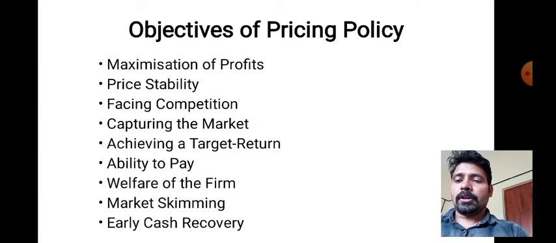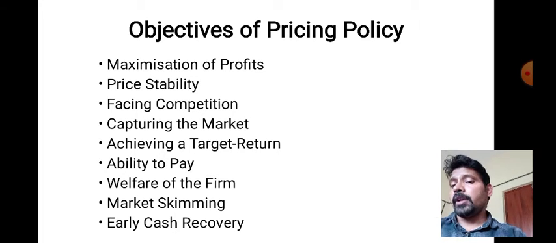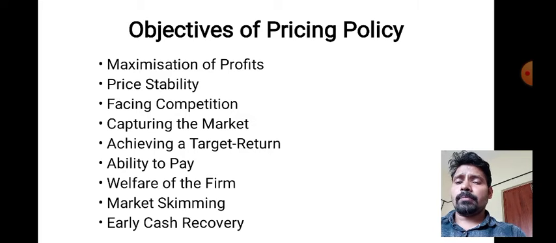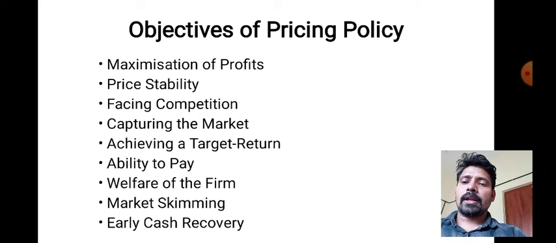Then, welfare of the firm. Welfare of the firm means labor welfare, infrastructure improvement, quality, quantity, machines and buildings. All this welfare of the firm depends upon how we maximize our profits, and that again depends upon the pricing policy. If we have a better pricing policy and a fair price, then obviously our products will be sold very smoothly and can access the market very easily. Therefore, welfare of the firm is also one of the objectives of pricing policy.